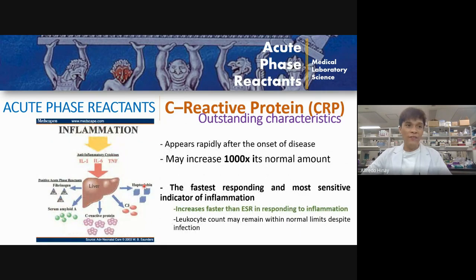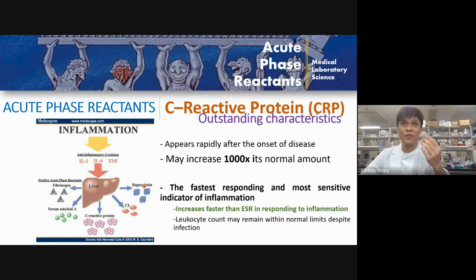It appears rapidly after the onset of disease and may increase 1,000 times its normal amount. It is the fastest responding and most sensitive indicator of inflammation. In the laboratory, class, if you work as a medical technologist, this is the most common request in the serology section, if you're a physician who wants to identify if there is an active inflammation. Aside from that, your CRP is also a good marker for recovery.